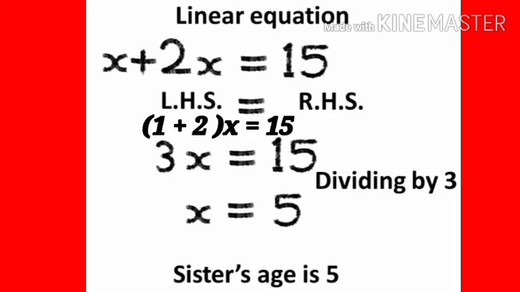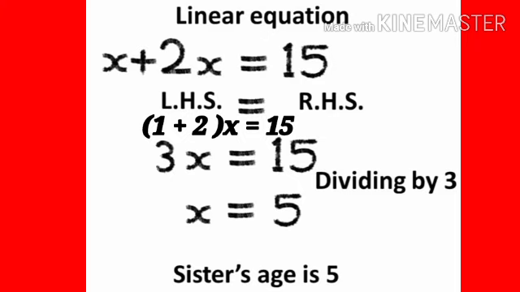In the left hand side, we know that to add the like terms x and 2x, where x is variable, we add the coefficients alone, that is 1 plus 2x is equal to 15. Here 1 plus 2 is 3. 3x is equal to 15. Now, by using the principle to separate the variables and constants, we must divide 3 on both sides.